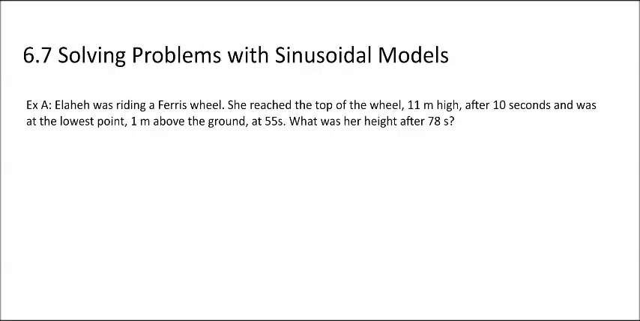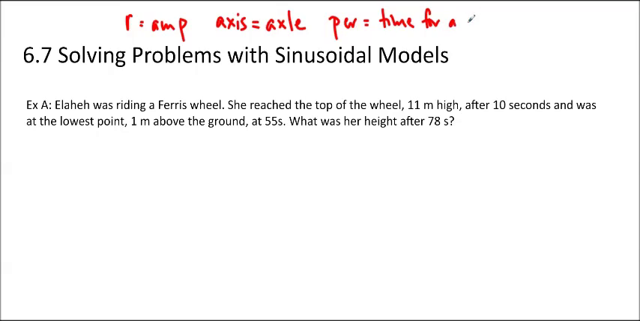So we've been modeling with sinusoidal functions for a while, and this is a partial review. I just wanted to remind you that if you do have a wheel, your radius is usually the amplitude, the axis is usually the axle, where you're mounted, and the period is the time for a rotation. Of course, we don't always have wheels, but often we'll have some sort of circle or something like that. We could also use some of our formulas.